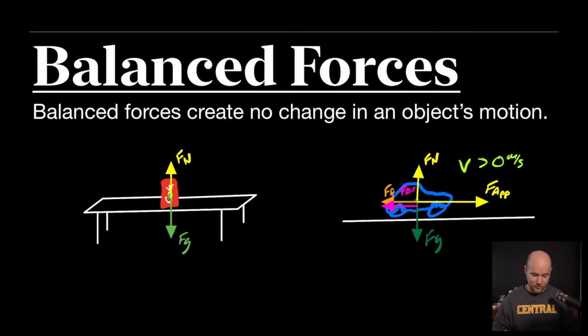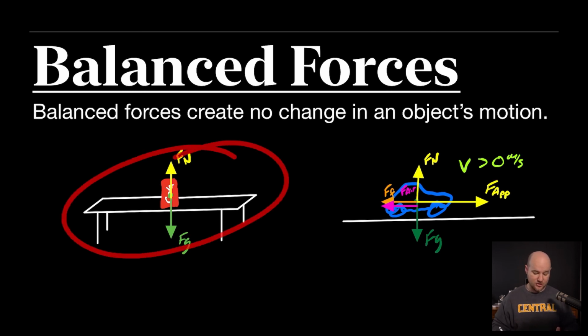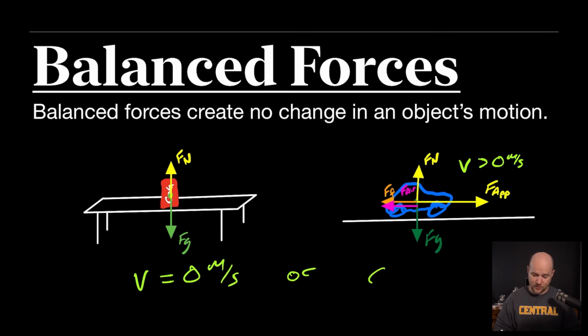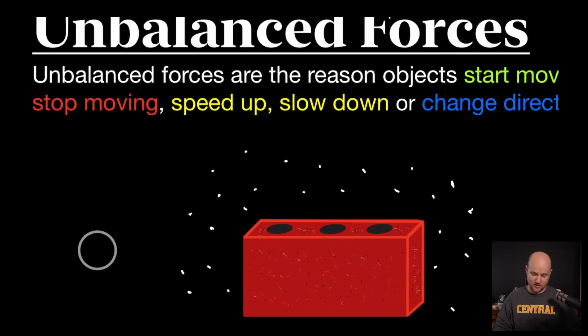So in these two examples, we have one on the left here where there is no change in the object's motion because it's not moving. And over here, there is no change in the object's motion, but it is still moving. And these are two examples of balanced forces. So if all the forces are balanced, you're either going to have a velocity of 0 meters per second, or you're going to have some sort of constant velocity. So that's balanced forces. But now let's talk about unbalanced forces.